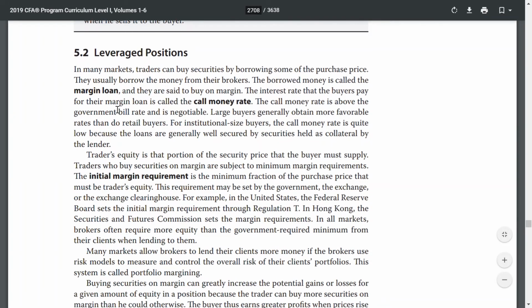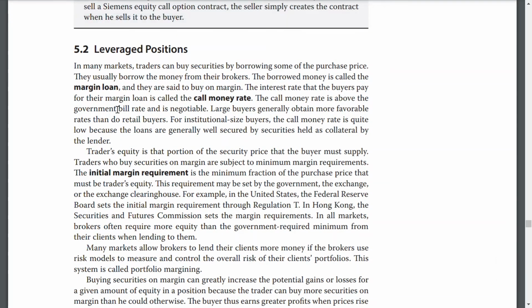Leveraged positions: in many markets, traders and investors can buy securities by borrowing some of the purchase price. They usually borrow the money from their brokers. The borrowed money is called the margin loan, and they are said to be buying on margin. The interest rate that the borrowers pay for the margin loan is called the call money rate.